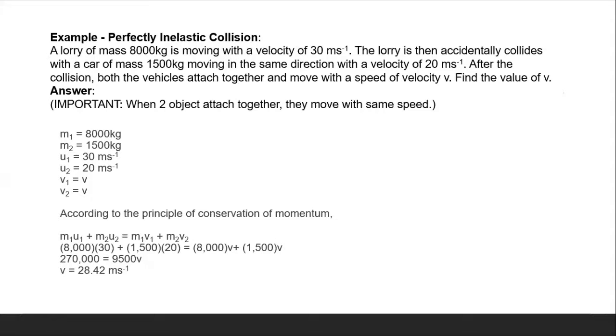The next example is on inelastic collision, because a lorry of mass 8,000 kg, m1 and m2, u1 u2. So v1 and v2, we can see that they are moving together, right? So we can combine it into v only. Use the formula and then we can find the v. v equal to 28.42 m s^-1.